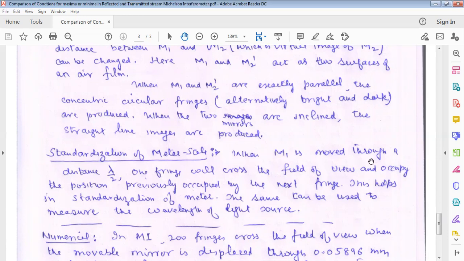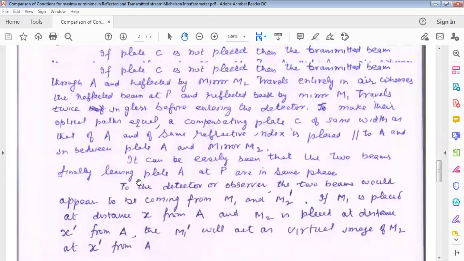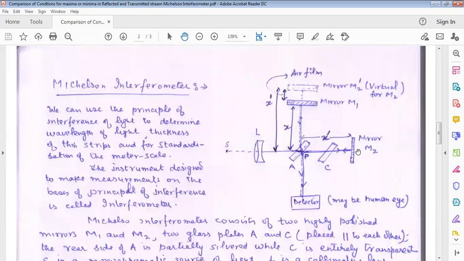When M1 is moved through a distance lambda by 2, as we discussed earlier, suppose at one point M1 and M2 are exactly at the same distance from plate A, so x is equal to x dash. Then two waves will interfere constructively, and a fringe will be produced. Now we have an option to make this mirror move.